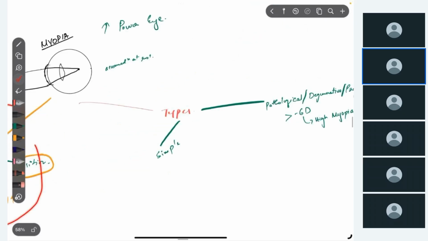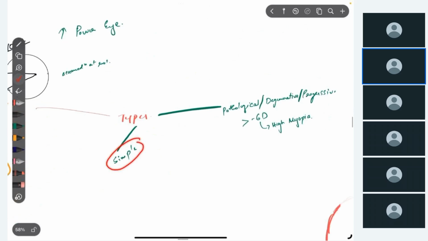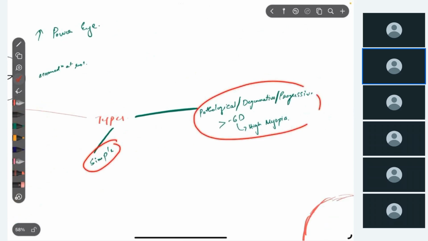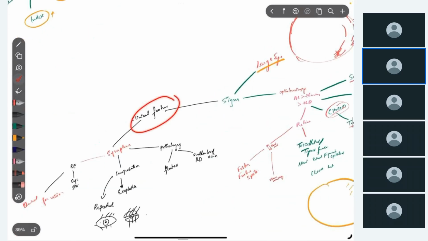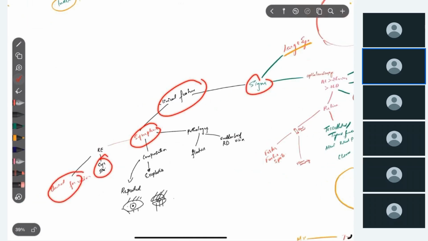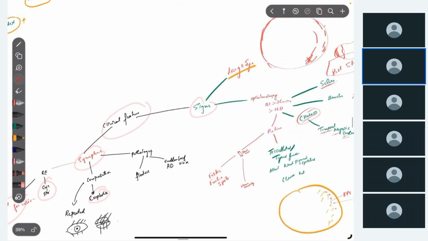Then there are types: simple and pathological. Simple, less than minus 6 diopters. Pathological, more than minus 6 diopters. Clinical features, symptoms and signs. Symptoms: the patient can have blurred vision, stress on the eye, he can have exophoria. And signs, there are various signs.